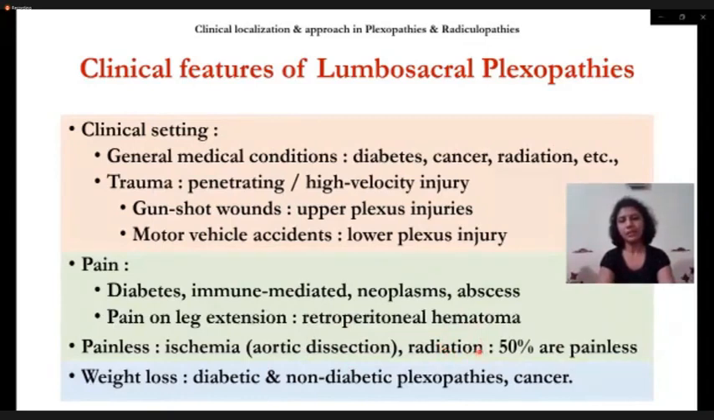Radiation plexopathy causes pain in only about 50% of the cases, and even when pain is present, it is not the presenting feature and it is not usually very severe as compared to the neoplasm associated pain. Among the systemic symptoms, weight loss is a prominent symptom that is seen in both diabetic and non-diabetic plexopathies, apart from patients with systemic malignancy.